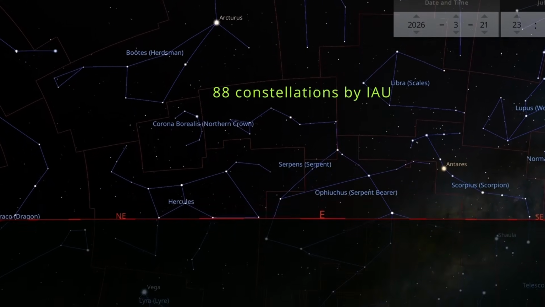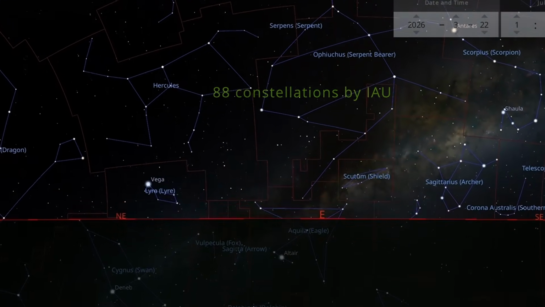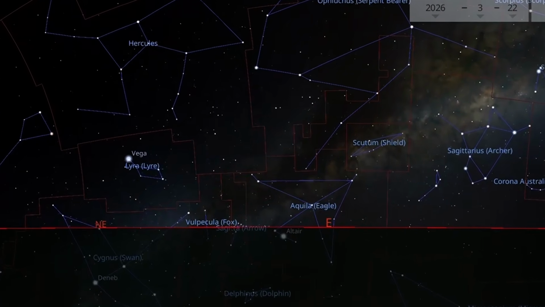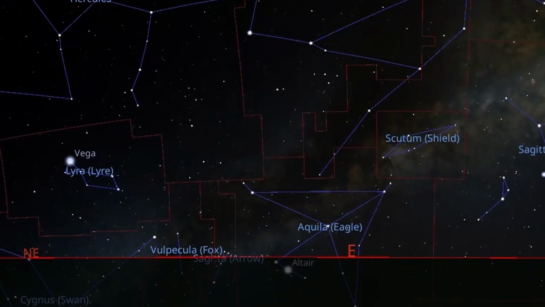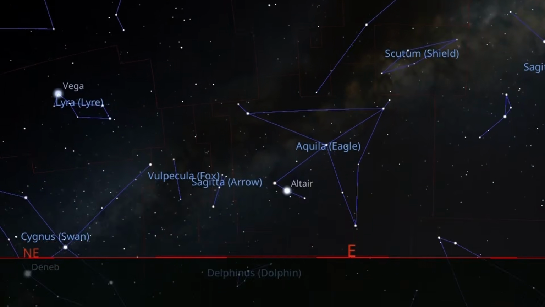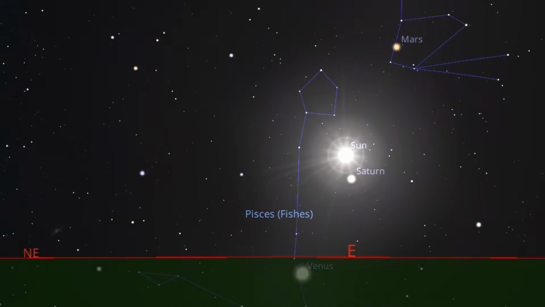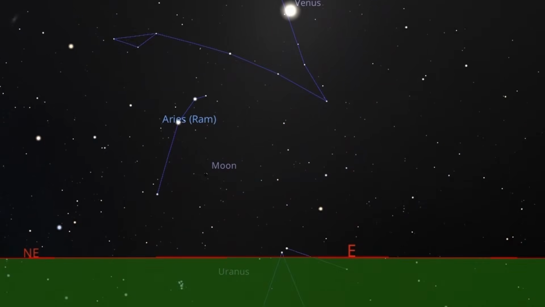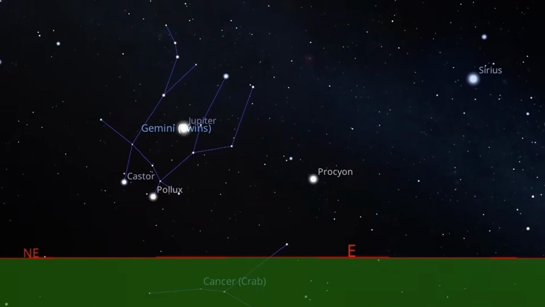In contemporary astronomy, 88 constellations were recognized by the International Astronomical Union. Each constellation is a region of the sky bordered by arcs of right ascension and declination, together covering the entire celestial sphere. Here, these arcs are marked with a red line. Out of these 88 constellations, 12 are very famous. The constellations along the ecliptic are called Zodiac.